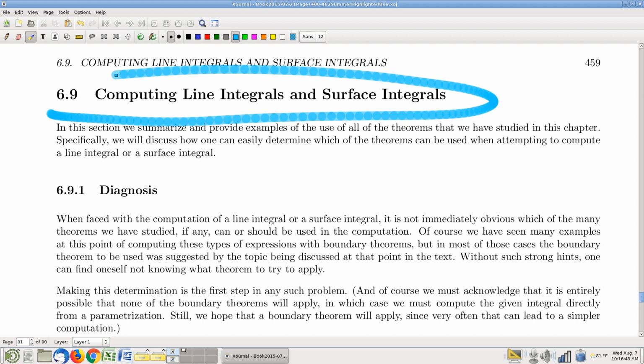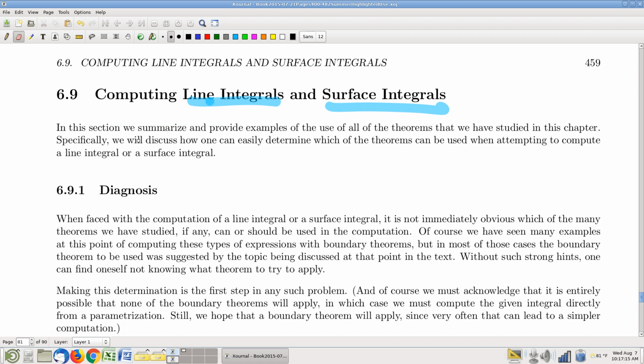Section 6.9 is mostly just a bunch of examples. We're going to take all the ideas that we've been talking about, and I'm going to show you how to bring it all together, how to turn all these ideas into an overarching big picture strategy for how to look at a line integral or a surface integral, and how to figure out how I compute that line integral or that surface integral. So how should I proceed if I need to compute one of these things?